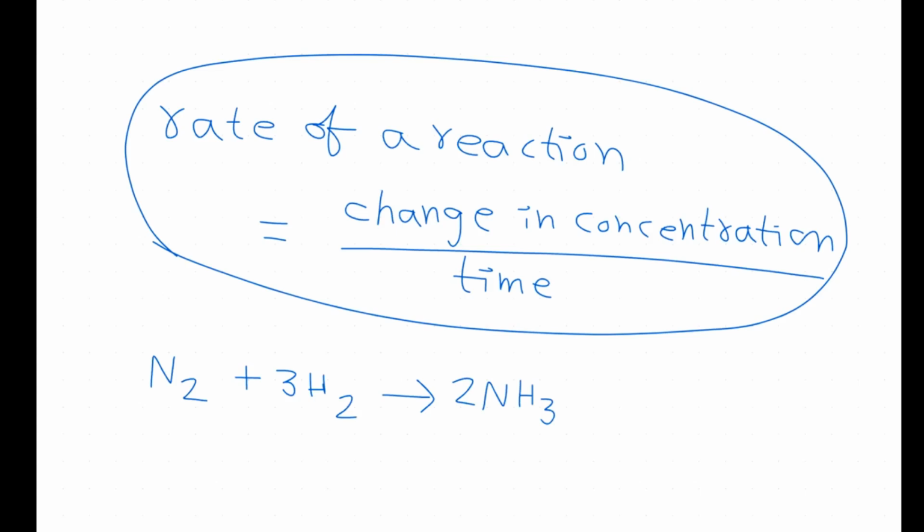I can measure the rate of the reaction by observing how much N2 is getting reacted, or how much H2 is getting reacted, or how much NH3 is getting formed. Correct? I have three options of measuring the rate. Either I can see how much the concentration of reactants is decreasing with respect to time, or how much the concentration of product is increasing with respect to time.